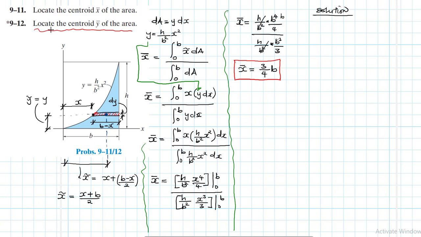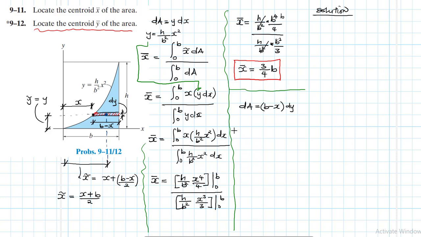So what is our dA for this one? What's our dA? Let me draw just a boundary here. Our dA for this new case, our small area, is going to be equal to its length, which is b minus x, then times this thickness, which is dy. Is that fine? It is.